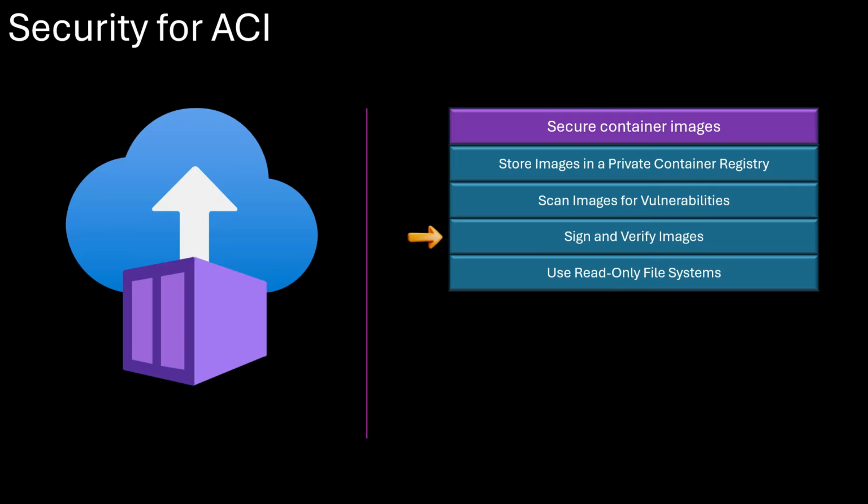You sign and verify images. You can use content trust to ensure that only verified and signed container images are deployed. And you use read-only file systems. You can prevent containerized applications from making unauthorized changes during runtime. Bottom line, by securing your container images, you ensure that your workloads are free from malicious code or vulnerabilities.